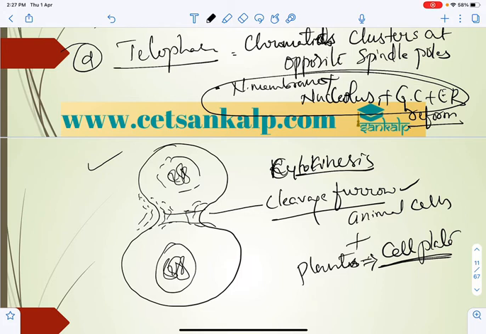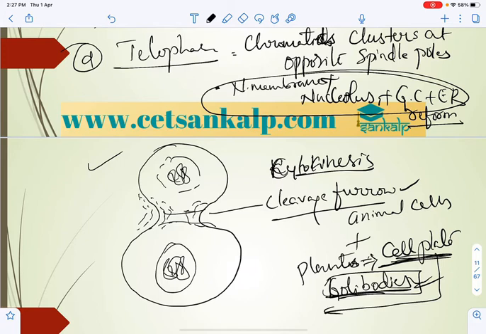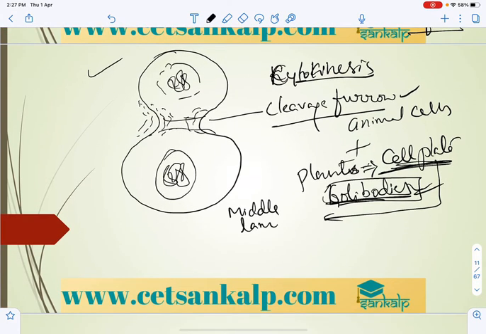Cytokinesis completes the mitotic phase. In animals it is a cleavage furrow. In plants it is cell plate formation, which is formed with the help of Golgi bodies. Golgi vesicles or Golgi bodies are involved in the formation of the cell plate. One more question we can expect is that later the cell plate becomes the middle lamella. These are the things which are very important in case of mitosis.